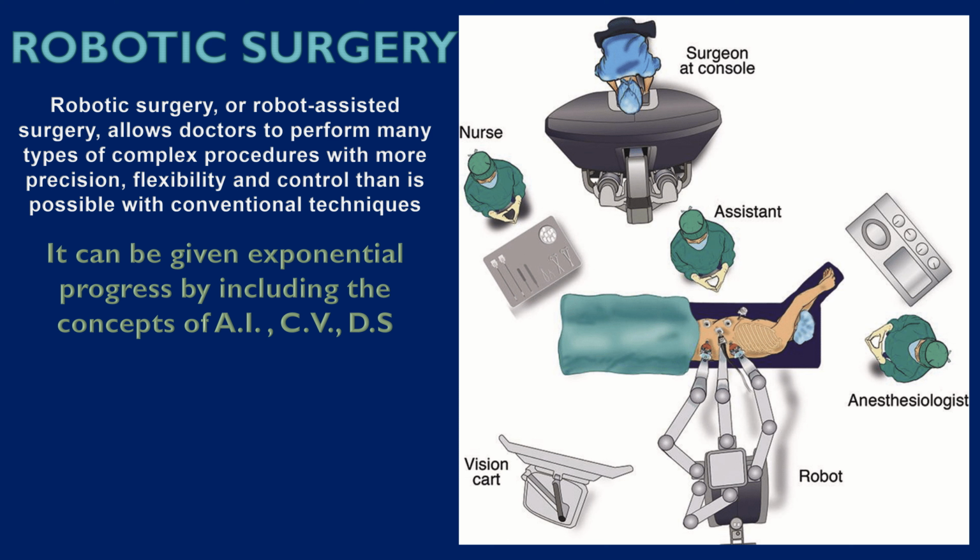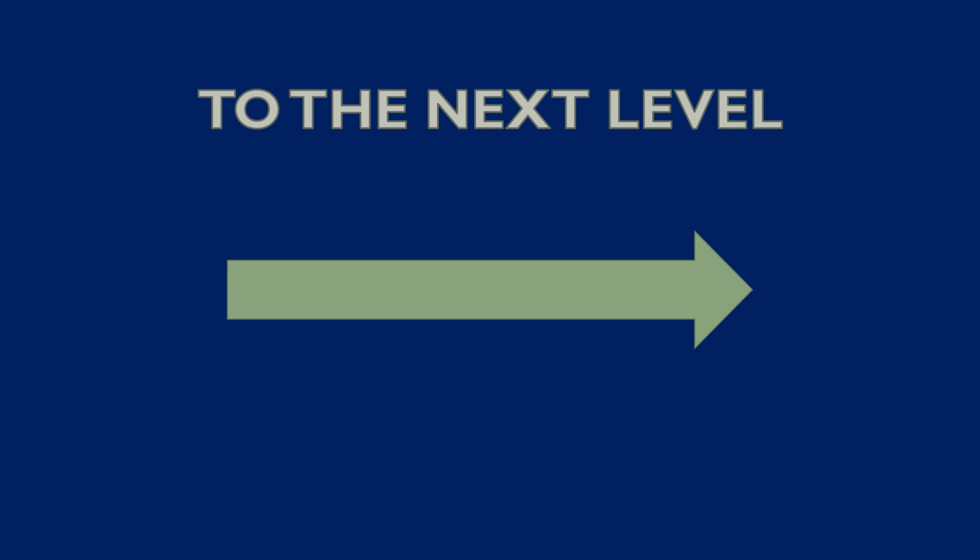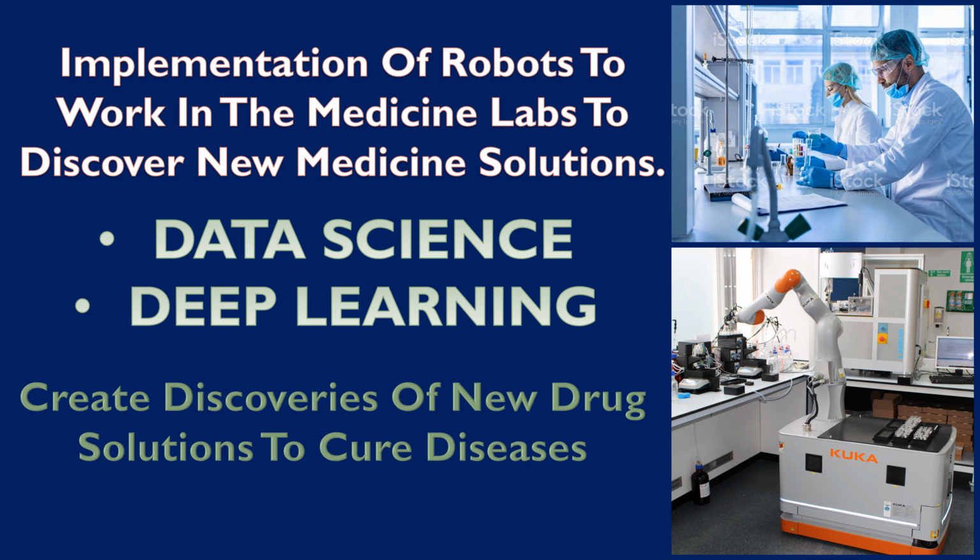The same model can be further elaborated with more advancements and progress and can do wonders in the field of robotic surgery, with more data fed in and more intelligence provided. To the next level, robots can be implemented to work in the medicine labs to discover new medicine solutions. The aspects of AI are data science and deep learning. The robots can be used to find new solutions, new drugs that can be used to cure diseases.